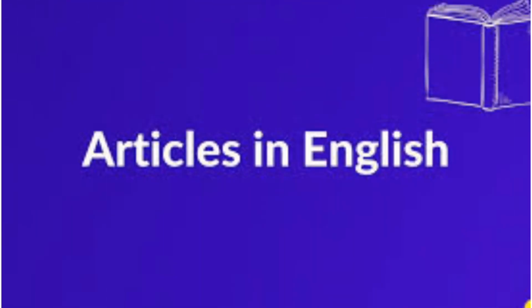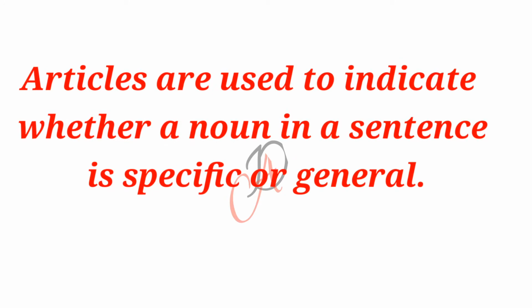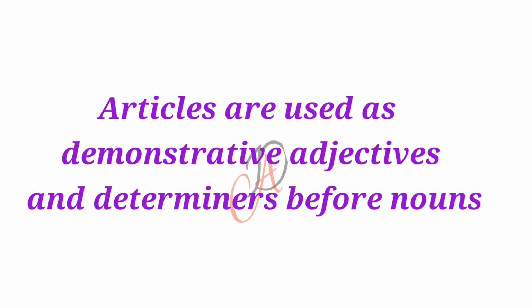Well, what are articles? Articles are used to indicate whether a noun in a sentence is specific or general, and these are used only before nouns to limit or define the nouns used in the context of a sentence. Articles are also used as demonstrative adjectives and determiners before nouns. Well, we learned what an article is. So let's see the different types of articles.